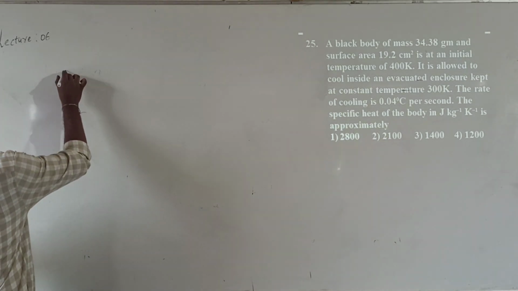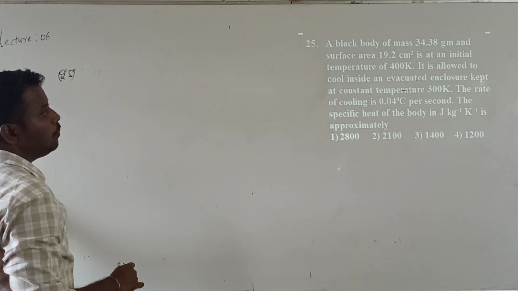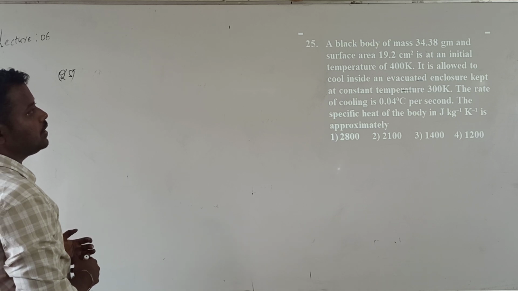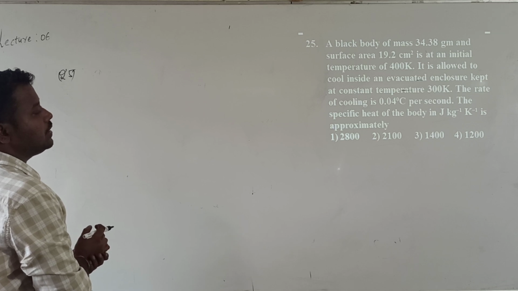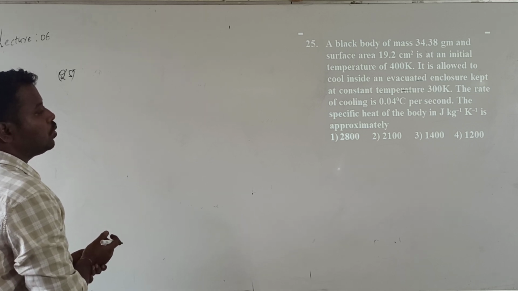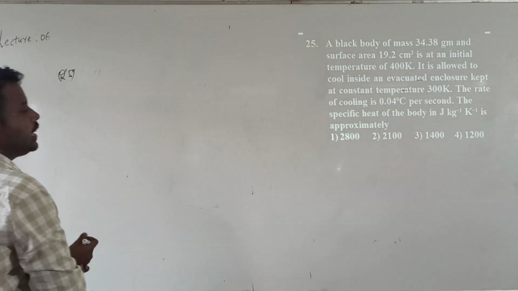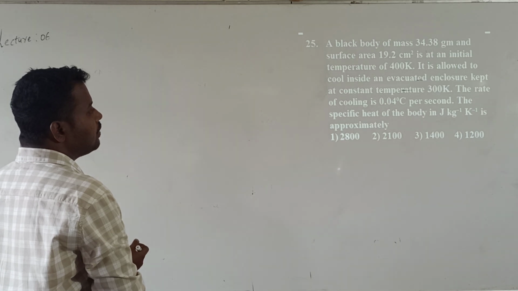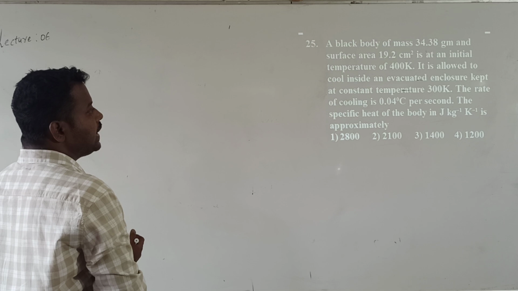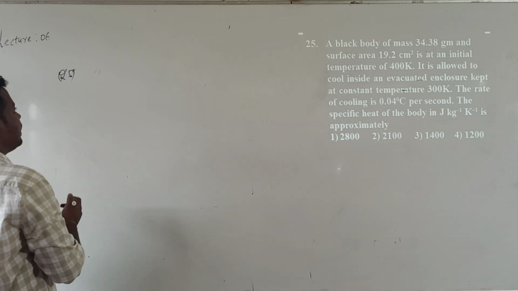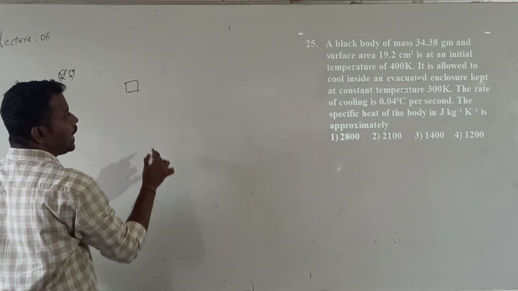Question number 25. A black body of mass 34.38 grams, surface area 19.2 centimeters square, initial temperature 400 Kelvin, is allowed to cool down inside an evacuated enclosure kept at a constant temperature 300 Kelvin. The rate of cooling is given as 0.04 degree per second. They are asking us to calculate the specific heat of the body. So what they have given is a black body.